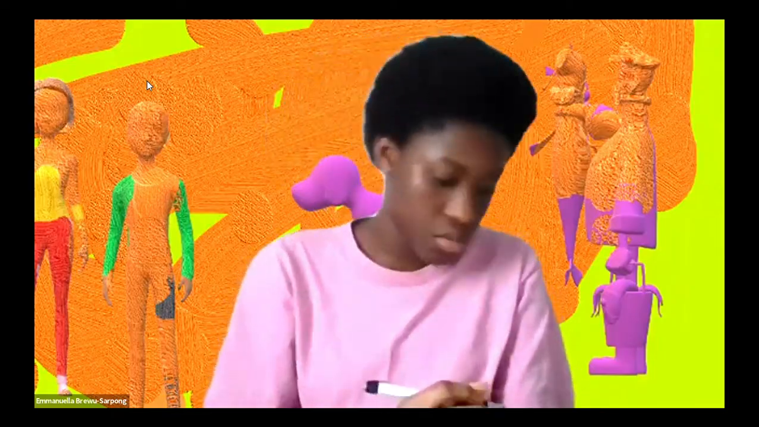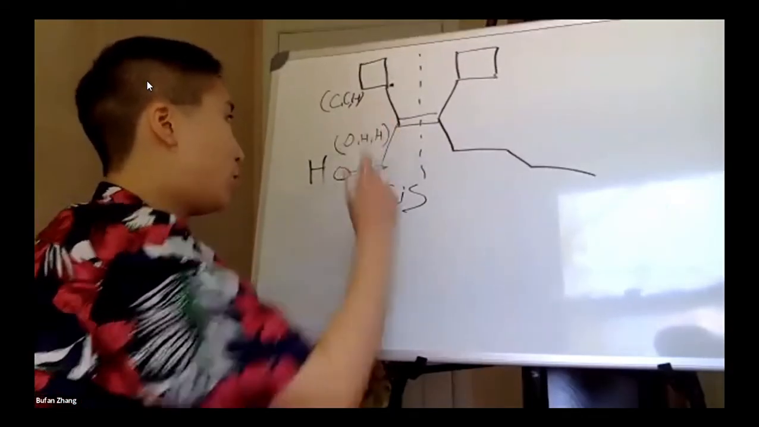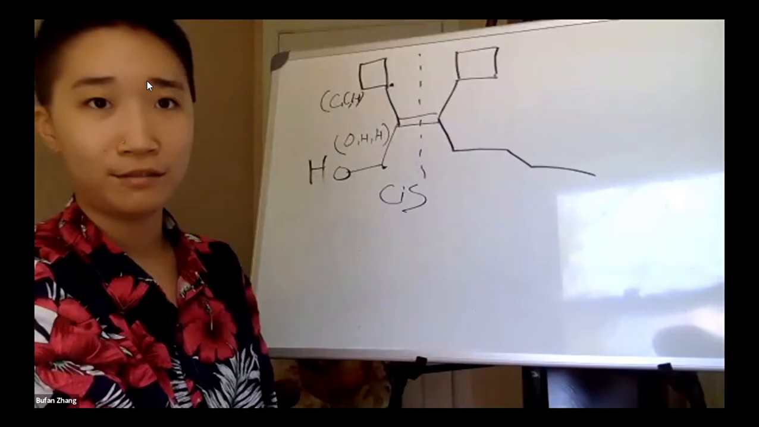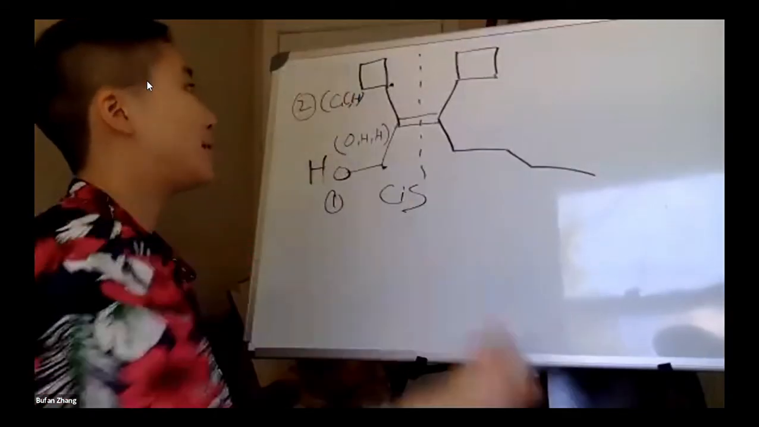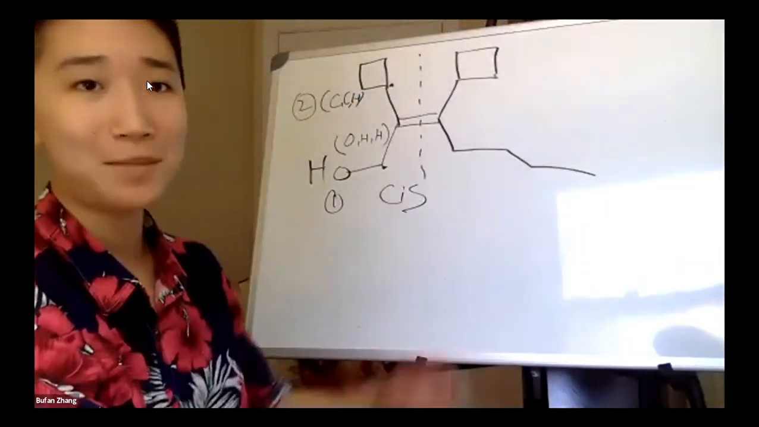We have OH. Who gets higher priority? The oxygen. The bottom gets higher priority. So I got 1 on the bottom, 2 on top. Okay, so let's move on to the right-hand side.